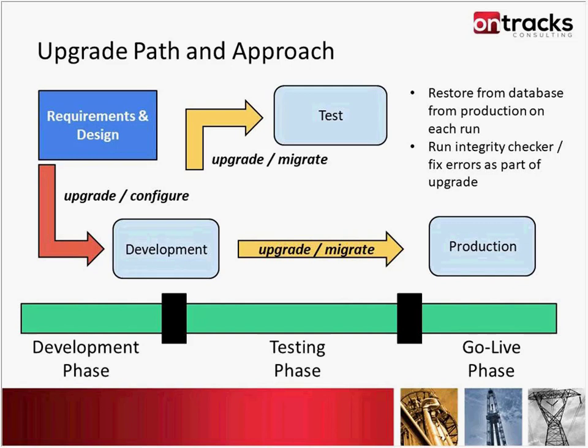So the requirements and design really drive what's happening in the development environment. We take a backup of the production database, we restore it into the development environment, and we perform this trial upgrade or development upgrade as part of this. So we upgrade the environment, we can run the integrity checker, we're going to need to fix the errors, and then we eventually get to a state where, for example, Maximo 7.6 is going to be at feature pack level 9.